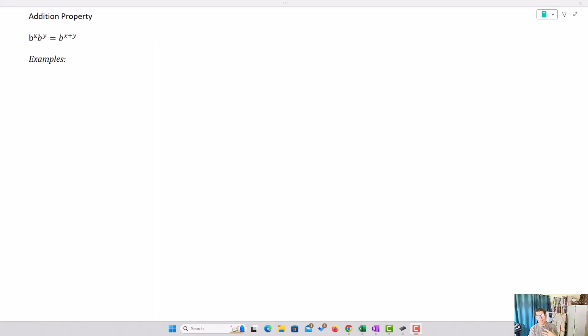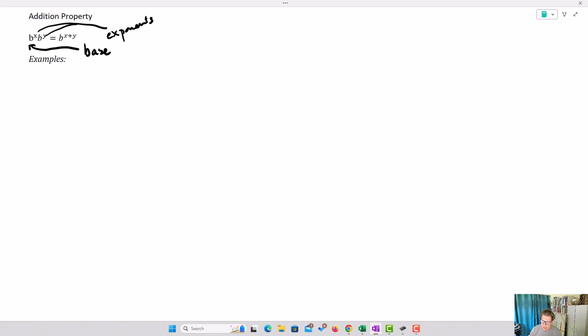The first property that we're going to be working with is something called the addition property. First we want to recognize a little bit of vocabulary. b is called the base of the exponent, and the x's and y's here are called the exponents, sometimes also called the powers. When I say base, I'm talking about the value at the bottom, and the exponents are the things that are the powers.